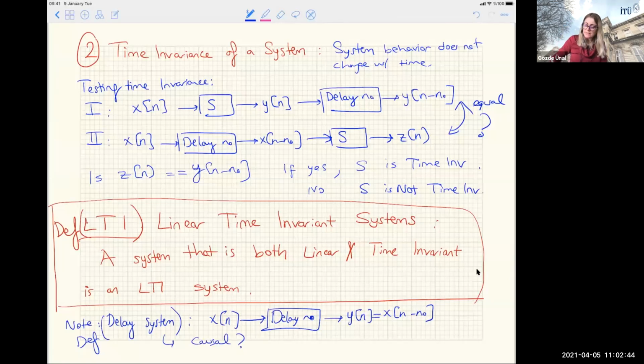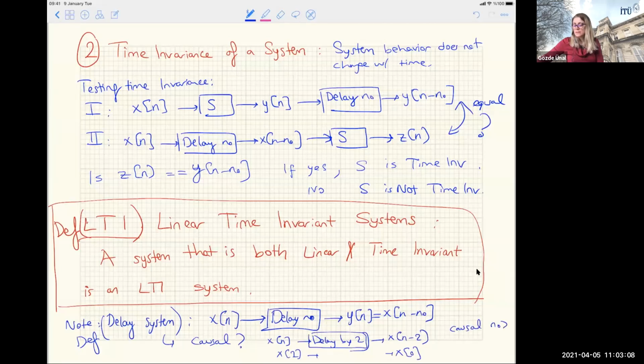It will be causal in some cases, right? Just try, for instance, a delay by n0, let's say n0 is 2. So my output depends only on the past value. For instance, x of 2 goes in, I have x of 0, right? So it's really causal when n0 is greater than or equal to 0. Not causal otherwise, right? Because, for instance, if it delays by -2, then it will look at future values.